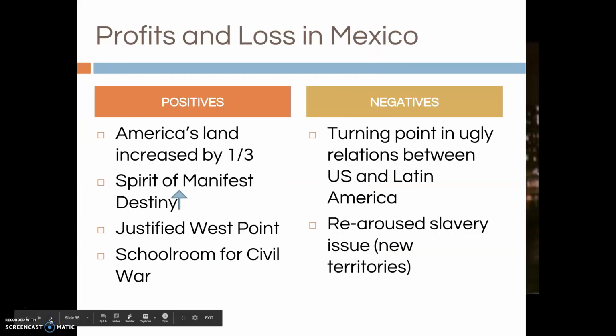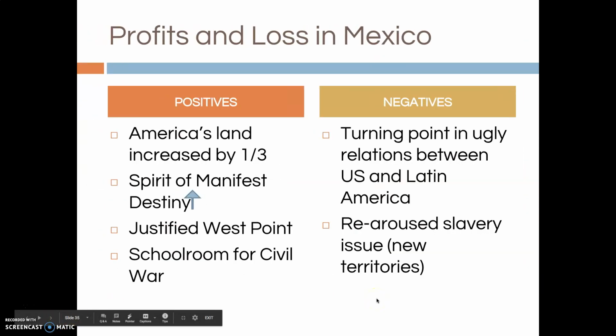All right, let's finish up. So, positives and negatives. America's land increased again by a third. This is the culmination of Manifest Destiny. This is the United States stretching from coast to coast. It justified West Point, the military academy. Every young commander that comes out of this is a West Point graduate, and most of the new generals who will debut in the Civil War were West Point grads. This is their opportunity to get some experience under their belt.